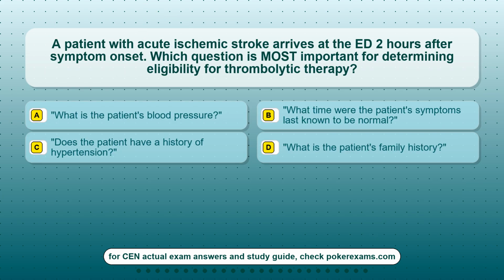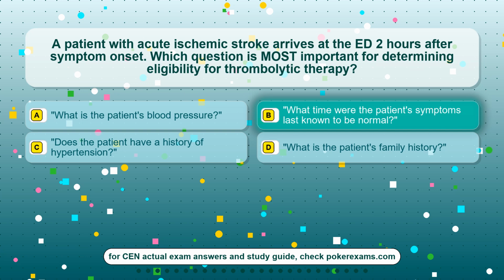Question 20. A patient with acute ischemic stroke arrives at the ED 2 hours after symptom onset. Which question is most important for determining eligibility for thrombolytic therapy? Option A, what is the patient's blood pressure? Option B, what time were the patient's symptoms last known to be normal? Option C, does the patient have a history of hypertension? Option D, what is the patient's family history?